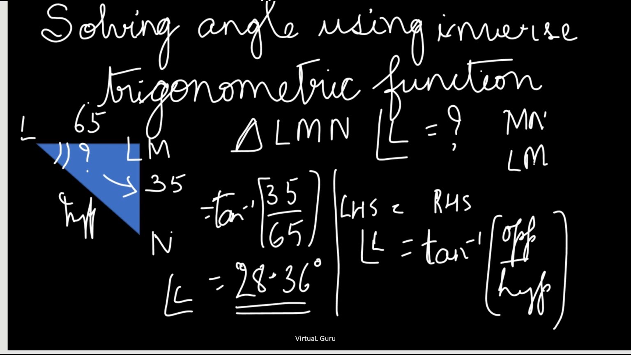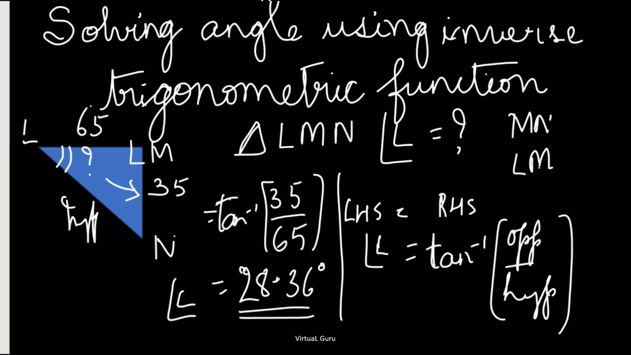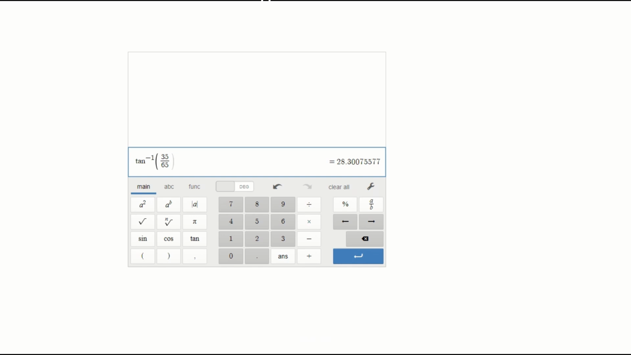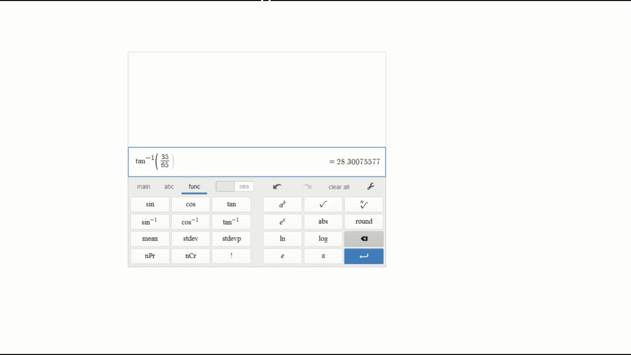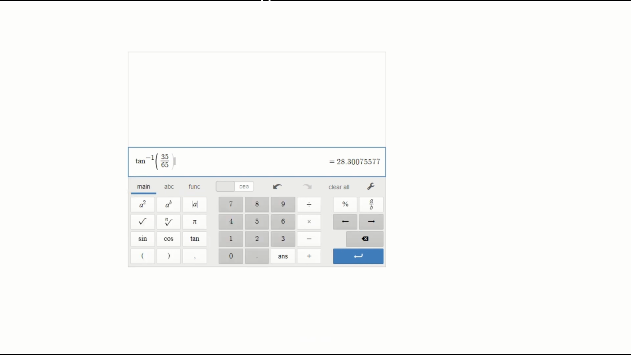So you have seen how to use tan inverse. I'll show you the calculator once again. We can find in the calculator sine, cos and tan, as well as sine inverse, cos inverse and tan inverse. Maybe you have to press shift or something. I'm using Google calculator. This is how we find the inverse. Press tan inverse, a bracket will appear. Inside the bracket you can write 35, the normal division sign, then 65, then if you press equals, the answer will be 28.3.